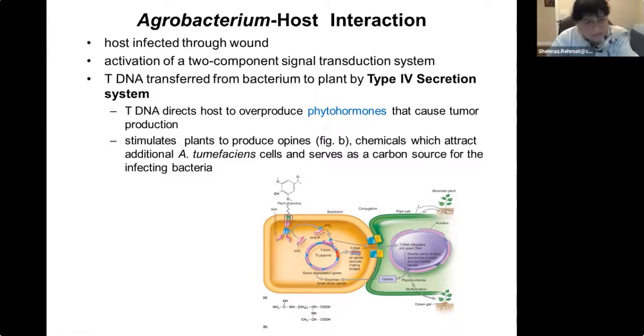Okay, we won't go into the details, but to give you a general idea as to how this happens and what secretion system is being used for the Ti plasmid to go from a bacterium into the plant cell. Well, that's a lot of information, but I hope you understand the focus was secretion systems and comparisons of them that you have to look at.